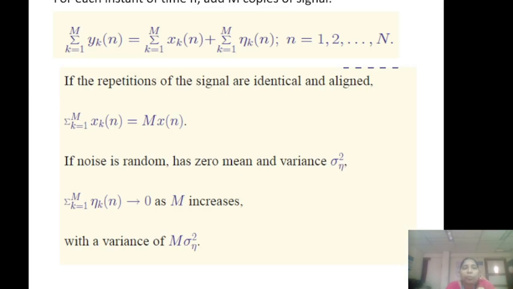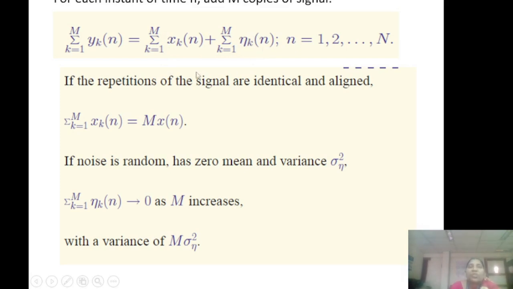So we have M copies of the signal. We have a number of signals, that means in the case of ERP itself, we have applied the stimulus and got the response, so we have more than 5 to 6 signals. We have to average them. When you average, it is represented as the summation over k equal to 1 to M of y_k(n) equals the summation over k equal to 1 to M of x_k(n) plus the summation over k equal to 1 to M of η_k(n). The first term represents a signal which is uncorrelated with the noise, and the second term represents completely noise.